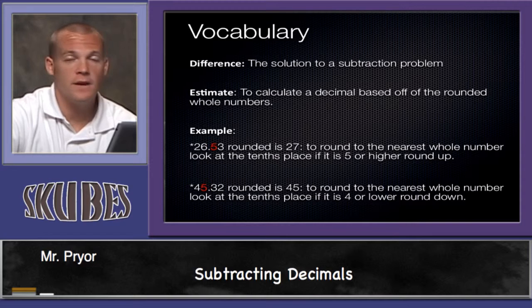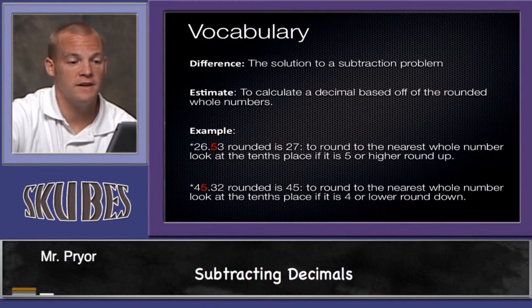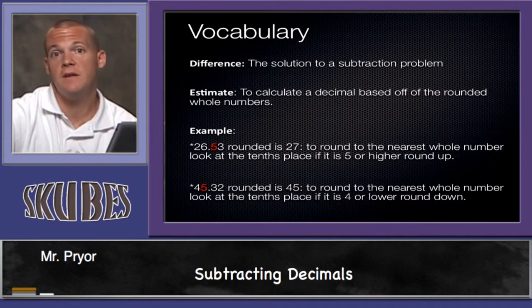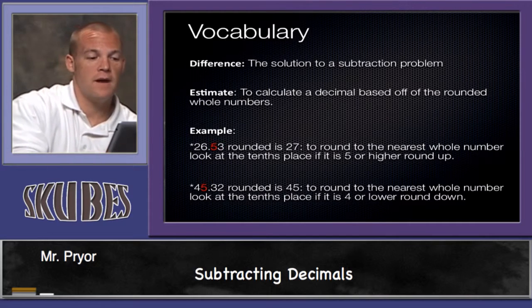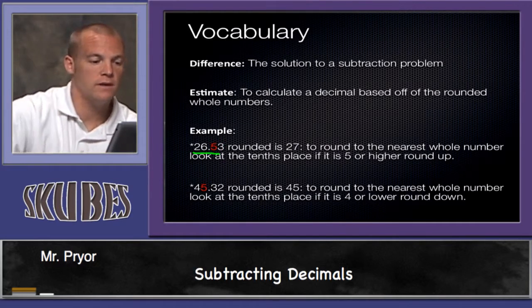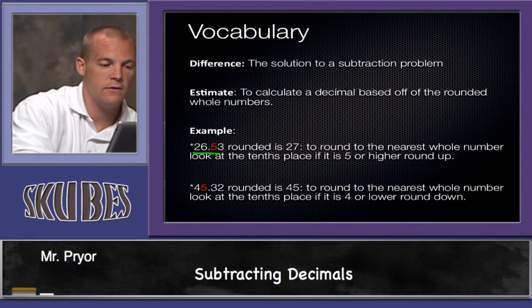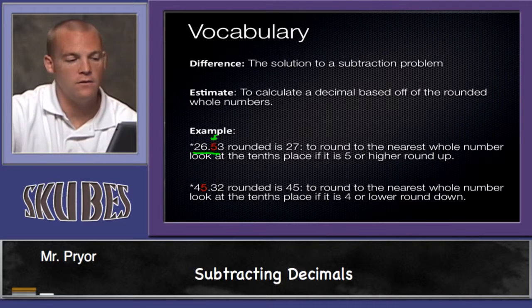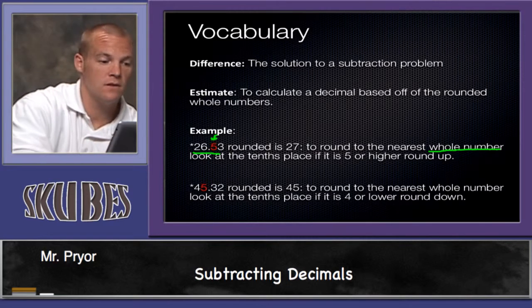To estimate, sometimes it can be a little bit easier to estimate an answer when dealing with decimals. So basically, to calculate a decimal based off of the rounded whole number. So we may be asking you to round, which I'll point out right now how to do that. If you look at the bottom here, 26.53 rounded is 27. The reason why I know that is because, highlighted in red right there, if you're rounding to the nearest whole number, which would be not a decimal, the nearest whole number would be the ones place in this case.